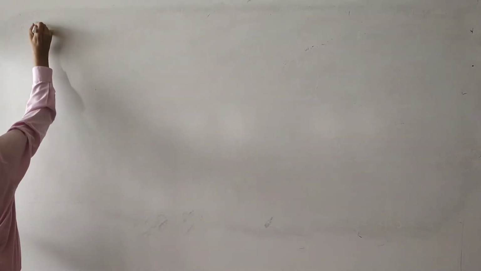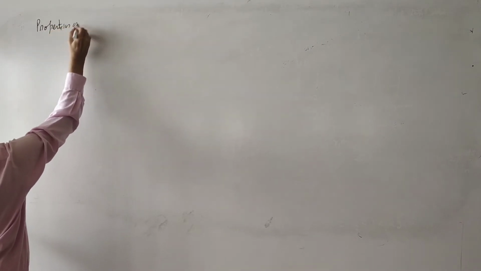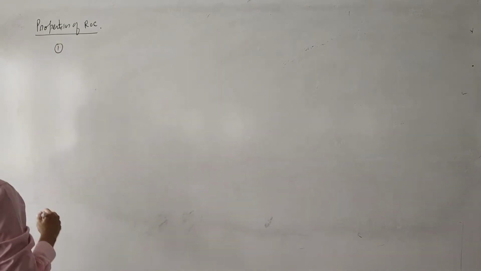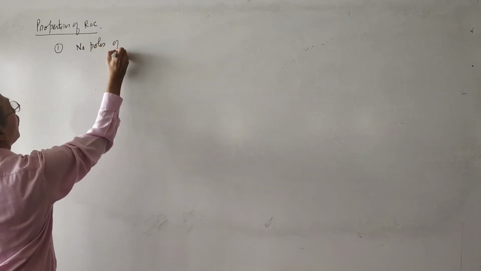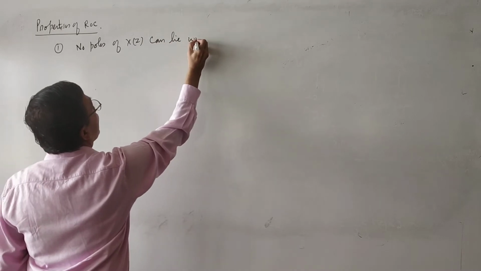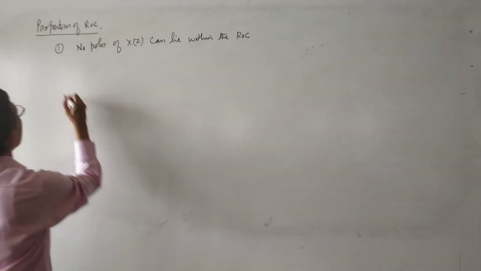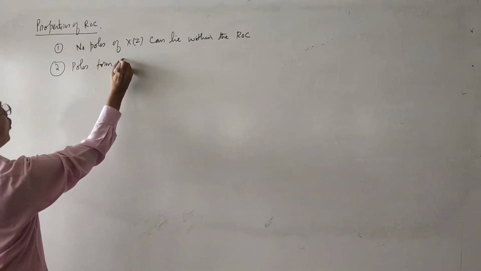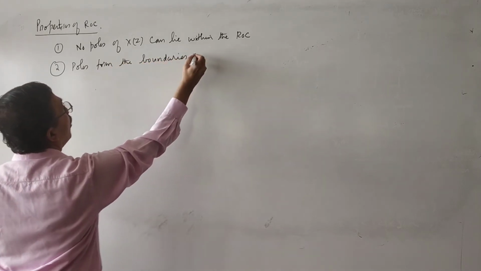Next, properties of ROC. First property, no poles of x of z can lie within the ROC. Very important. Second one, poles form the boundaries of ROC.